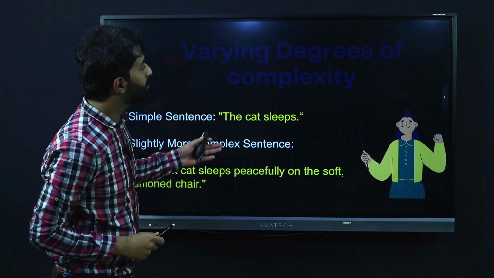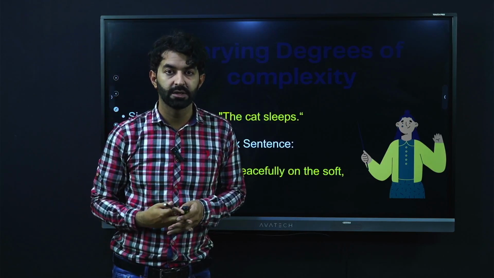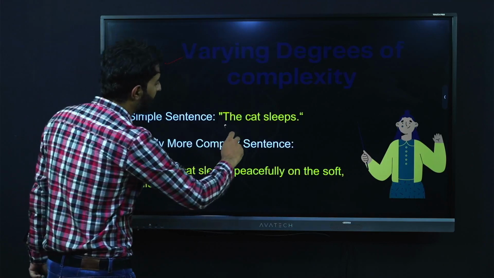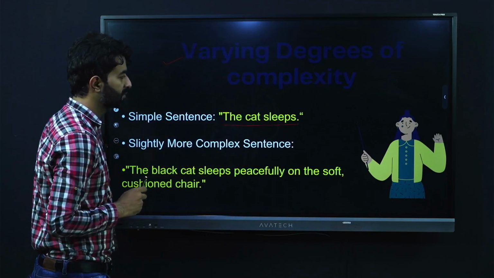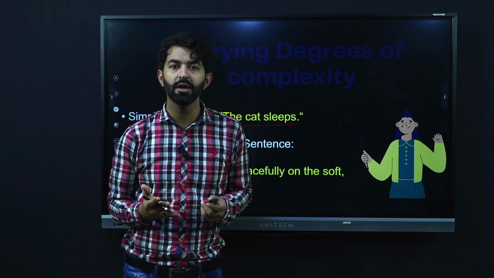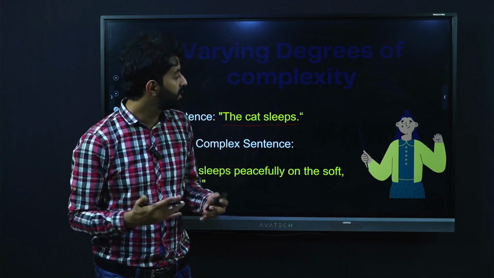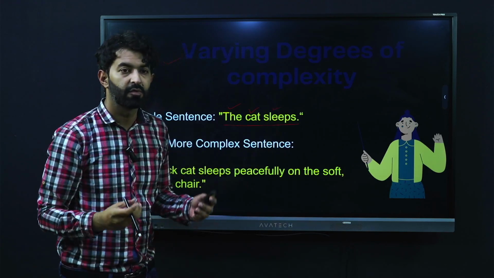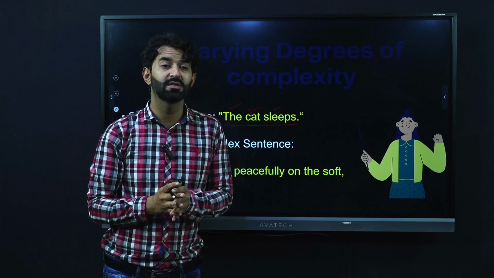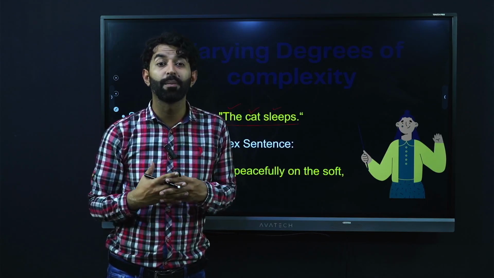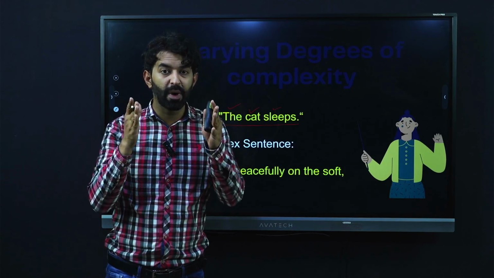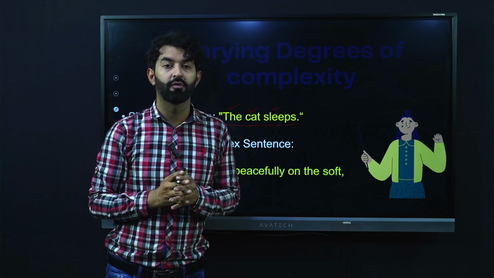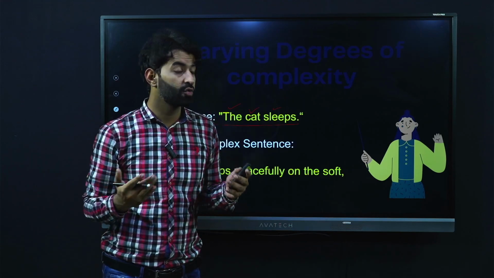Now, let's talk about varying degrees of complexity. Let us take an example: the cat sleeps. This is a very simple sentence, right? And it is very much understandable. This is an article, this is our noun, and this is our verb. Very simple. But there are some sentences that are very difficult to understand. They are complex, and you need to put your mind into it in order to understand. You have to have basic background knowledge to understand this and to use it.